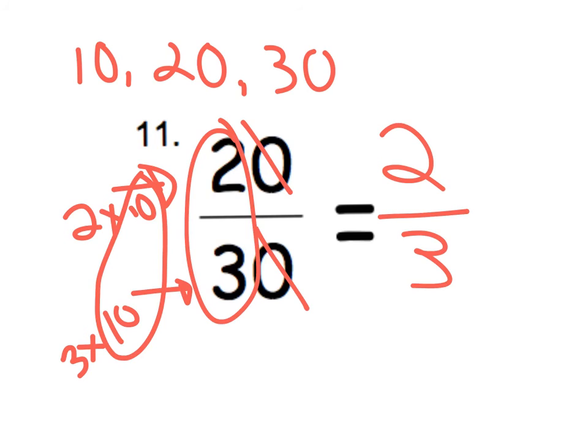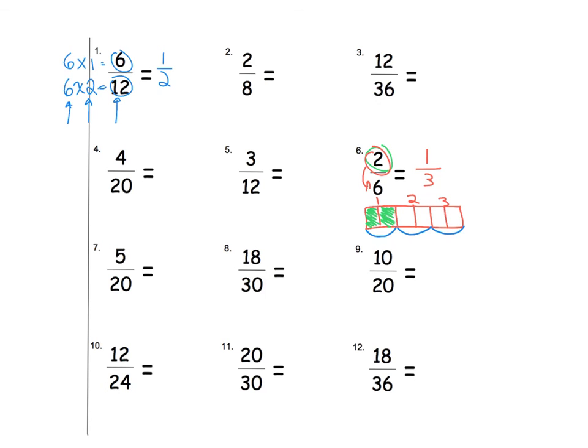And when you divide both of these by 10, 20 divided by 10 is 2. How many 10s do you have here? You have 2 of them. And how many 10s do you have here? Well, if we were to cut the 30 into pieces of 10, you'll have 3 of them. 10, 20, 30. Okay, go ahead and do the rest of them on your own, and we'll check them when you are done.